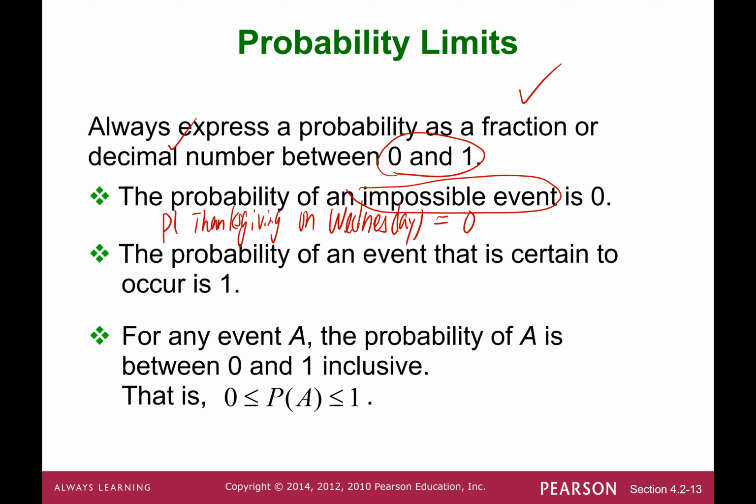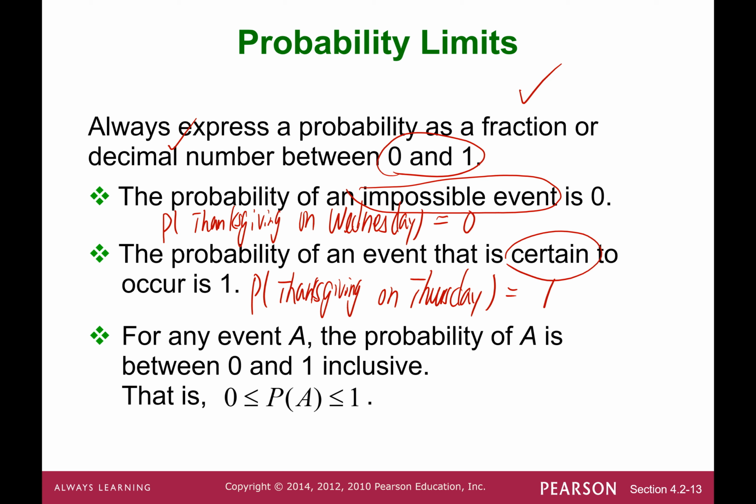Okay. Probability of an event that is certain to occur is 1. So probability of Thanksgiving occurs on Thursday. Thanksgiving always occurs on Thursday, so probability is going to be 1. We call this a certain event. Okay. Impossible event and certain event.